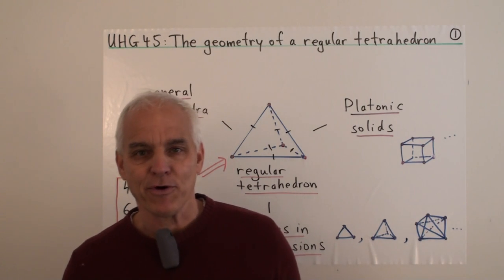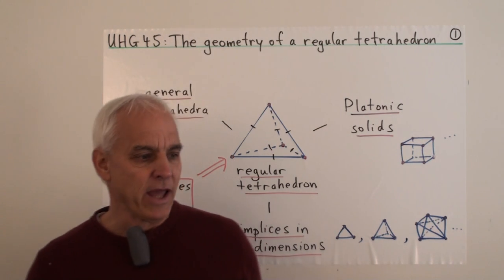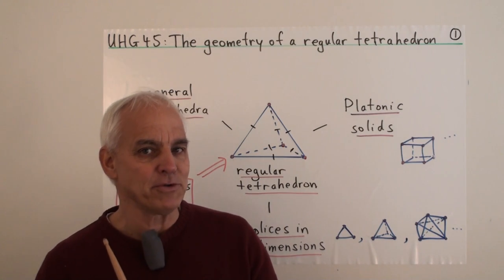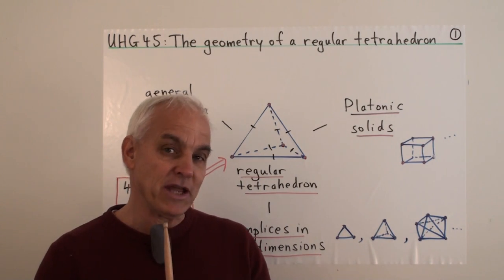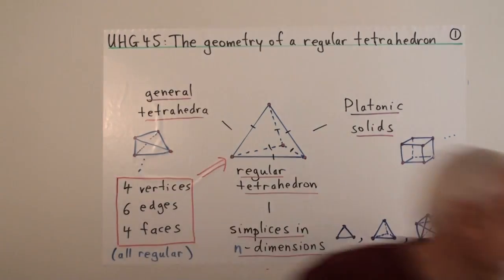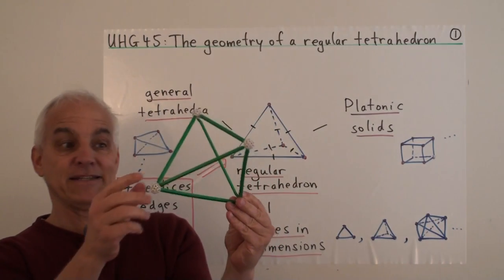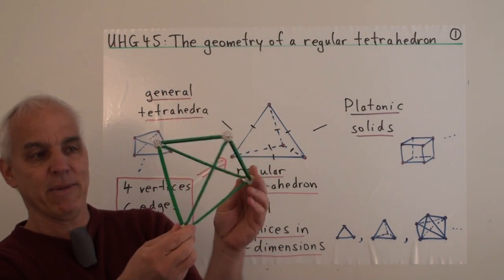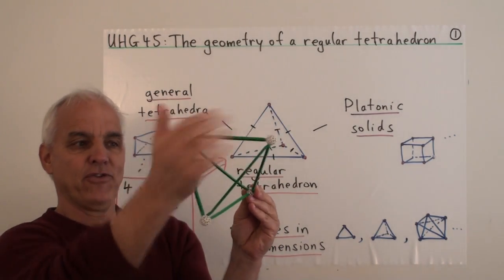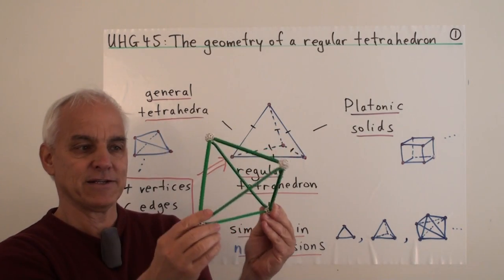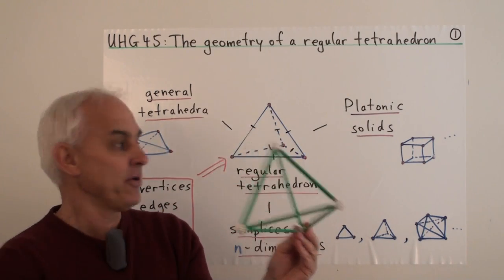Hi, I'm Norman Wildberger. Today we're going to have a look at a very beautiful and interesting and important object in the history of mathematics, which is a regular tetrahedron. And here's a model of it. Relatively simple but lovely symmetrical object. 4 vertices, 6 edges, 4 faces, the regular tetrahedron.